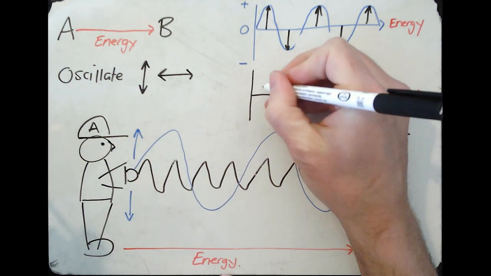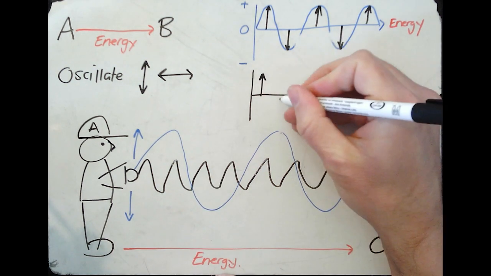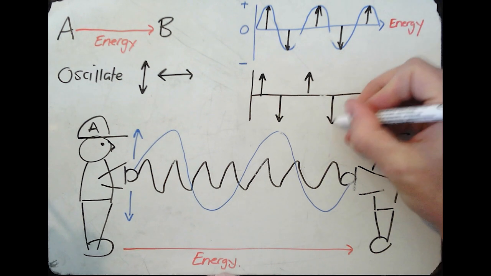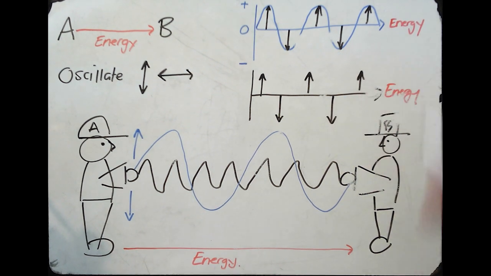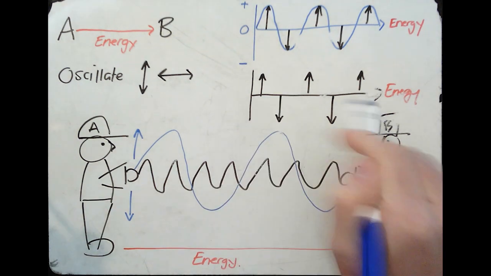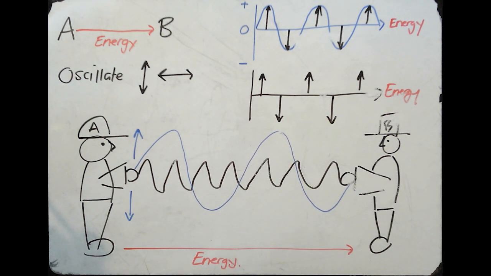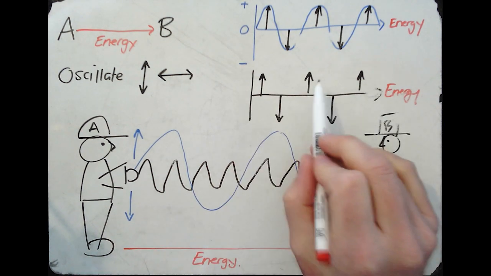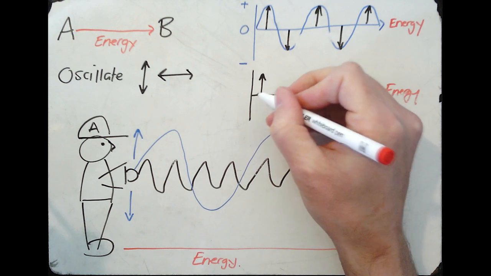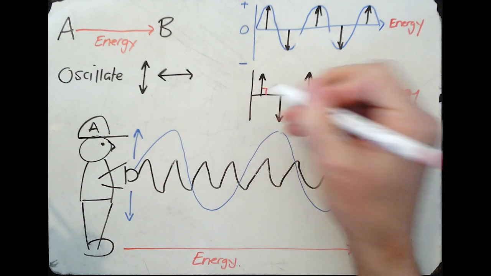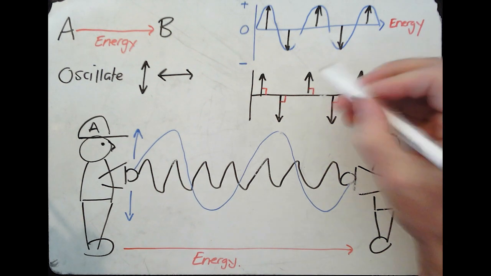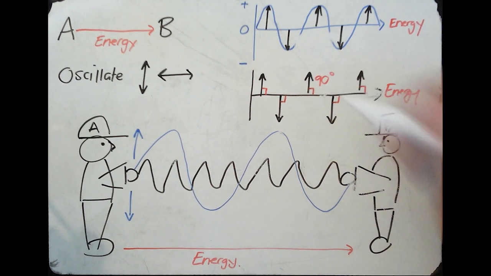So we've got that one, like that one, like that, and so on. There we go. Now, what we can see now is the energy is moving that way, but the oscillations are moving in a totally different direction. In fact, if we look here, there is an angle between them, and we should know that that type of angle there is a right angle. And a right angle is 90 degrees.